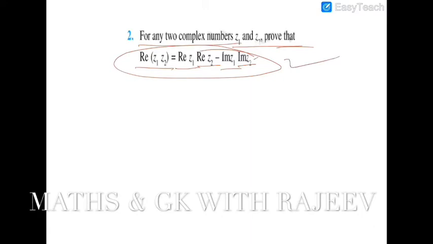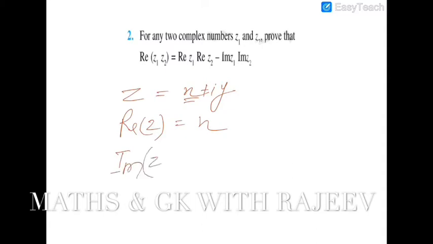First of all, I want to tell you a little concept. If any number is represented by z, it is written as x plus iy. If we write real z, it means the real part, and if we write imaginary z, that is y, the imaginary part. Only this y we write. This is what we are going to do here also. So let's see how to solve this question.